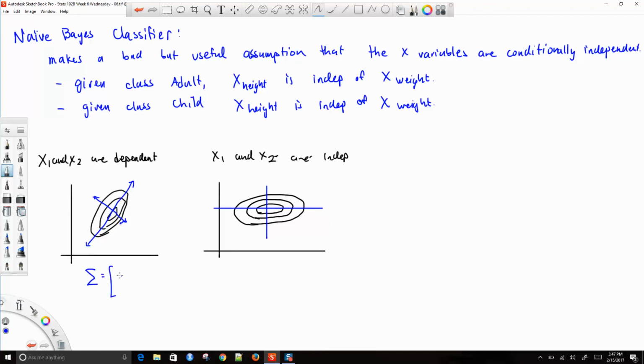If they are dependent, then in your variance covariance matrix, sigma is going to have the variance of x1, the variance of x2, and over here you have the covariance of x1, x2, and the covariance down here. Over here, your sigma matrix is the variance of x1, the variance of x2, and what do you have in the corners? 0, right? Okay.